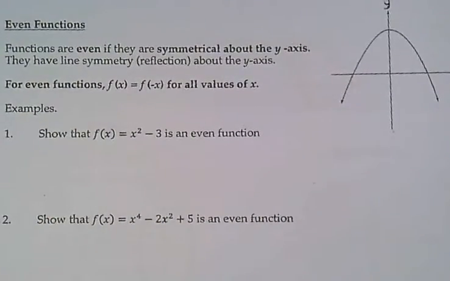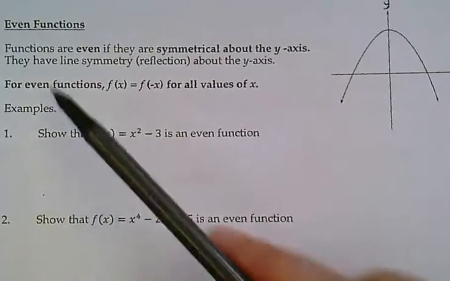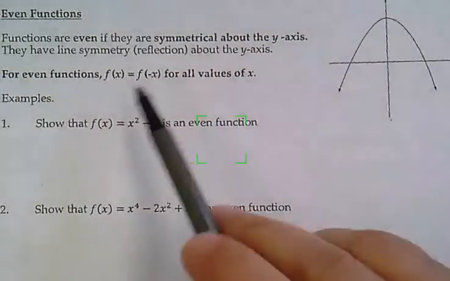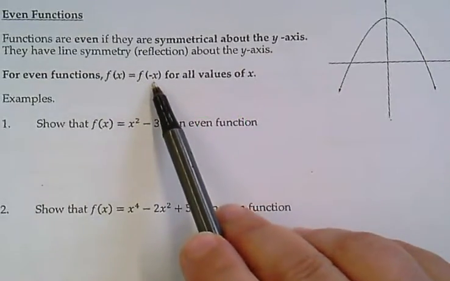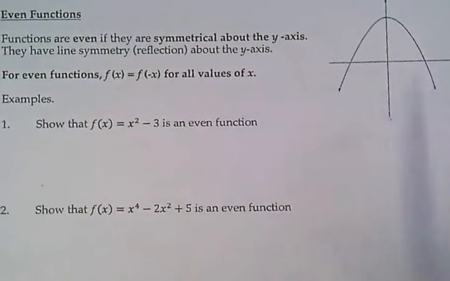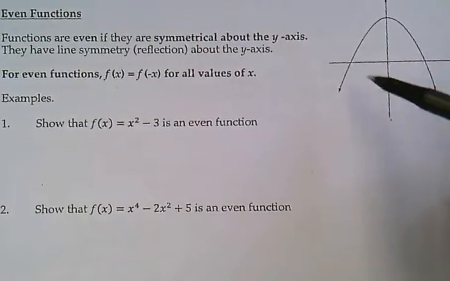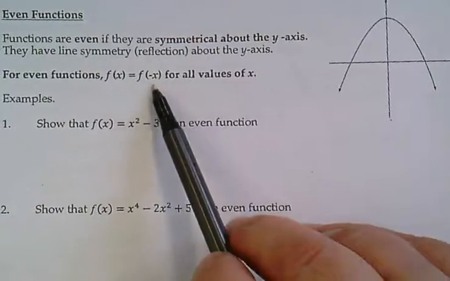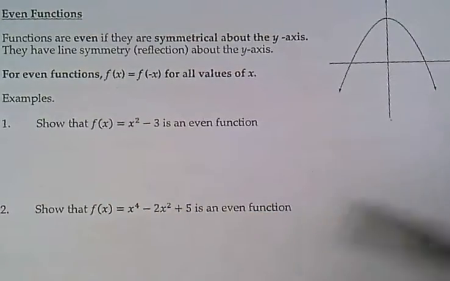But there is another rule. Now the other property is that also for even functions, the function of x equals the function of negative x for all values of x. Okay? So you know how parabolas have x squared. It's easy to see why this would work. But sometimes not all parabolas will work.